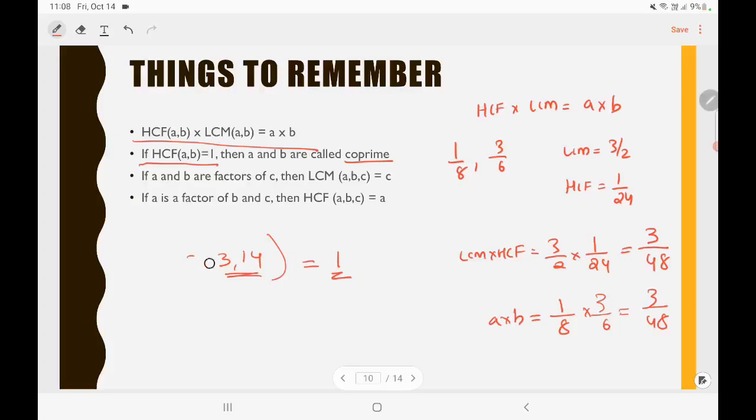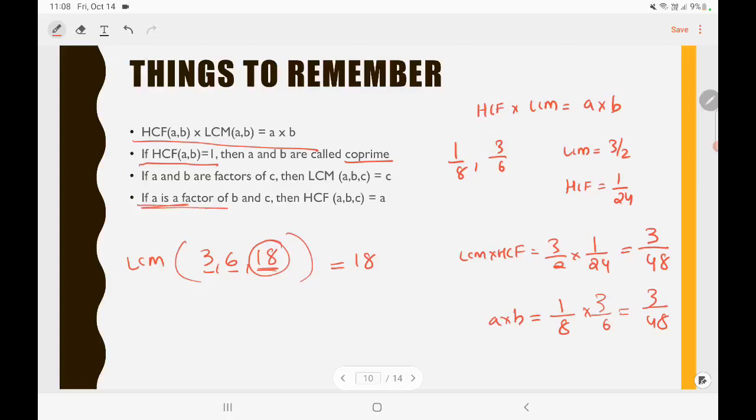Now the third thing is, if A and B are factors of C, then LCM of A, B, C is C itself. For example, if you take three numbers, let's say 3, 6 and 18, and we want to find out the LCM of these three numbers, this is an easy trick. Here 3 and 6 are factors of 18, right? So 3 is a factor of 18, 6 is a factor of 18. So in this case, their LCM will be 18, the largest number. If two numbers are factors of the third number, then that third number will be the LCM.